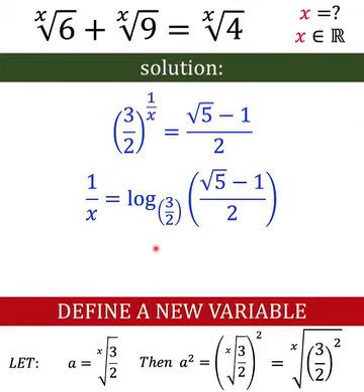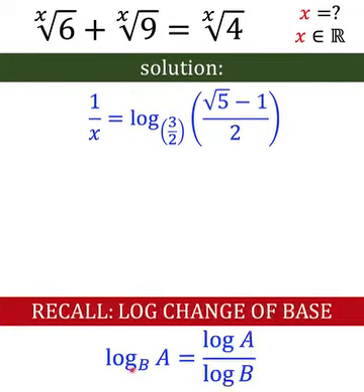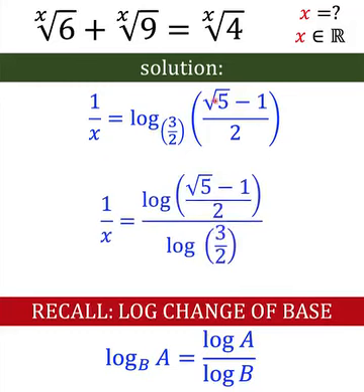To simplify this, we need the change of base formula for logarithm. The log of a to the base b is equal to the logarithm of a over the logarithm of b. So applying that here, the right side can be written as the ratio, the logarithm of the square root of 5 minus 1 all over 2 divided by the logarithm of 3 halves. When there is no base that's written here, it's implied that our logarithm is the common logarithm to the base 10.